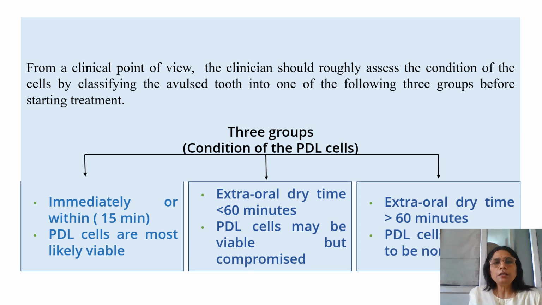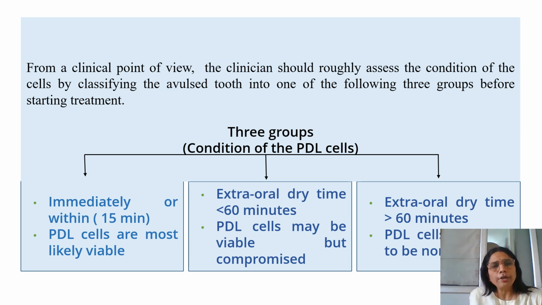So, before starting the treatment, the clinician can roughly classify the avulsed tooth into one of three groups. The first group is that the tooth was reimplanted immediately at the accident site or within 15 minutes. The second group is that the tooth was reimplanted within 60 minutes, so the extraoral dry time was less than 60 minutes. The third group is that the tooth was reimplanted after 60 minutes, so the extraoral dry time was greater than 60 minutes.